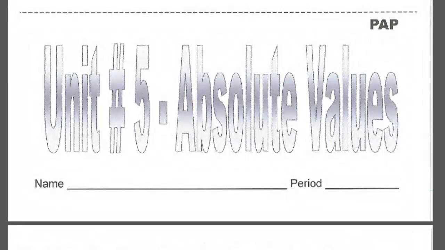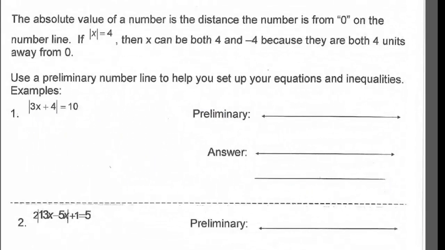We begin Unit 5, Absolute Values, with absolute value equations and absolute value inequalities. The absolute value of a number is the distance the number is from 0 on the number line. If the absolute value of x is equal to 4, then x can be both 4 and negative 4 because they are both 4 units away from 0. We will use a preliminary number line to help set up our equations and inequalities.